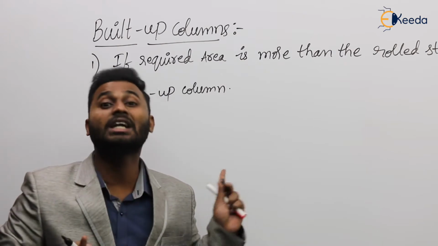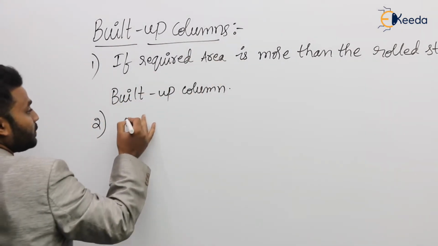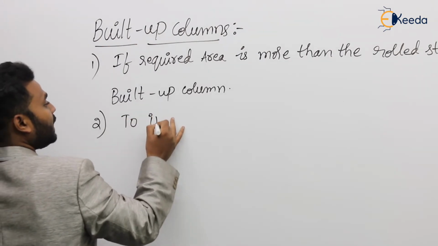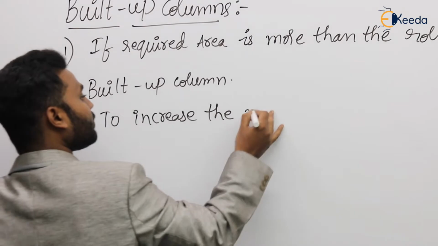So that is also a condition for going for the built-up column. So the second condition is to increase the minimum radius of gyration.